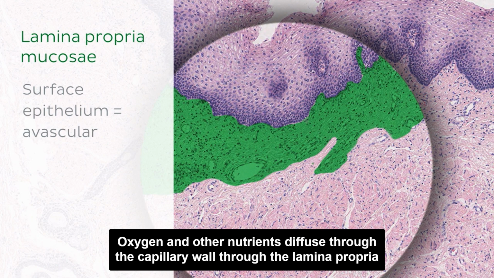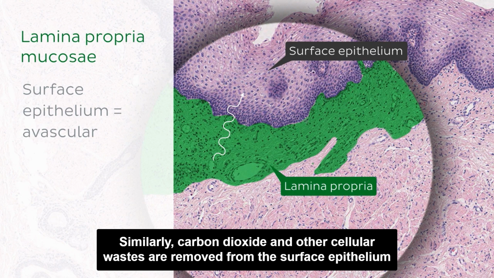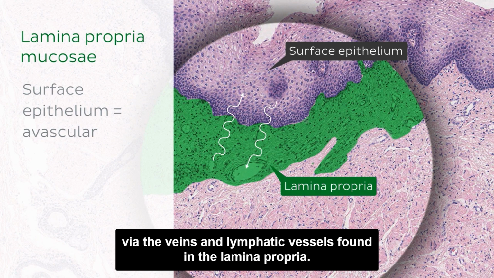Oxygen and other nutrients diffuse through the capillary wall, through the lamina propria mucosae, and into the surface epithelium so that they may become nourished. Similarly, carbon dioxide and other cellular waste are removed from the surface epithelium via the veins and lymphatic vessels found in the lamina propria.